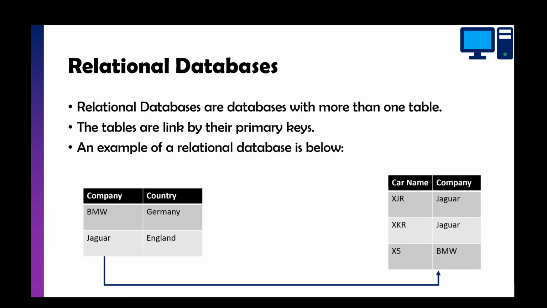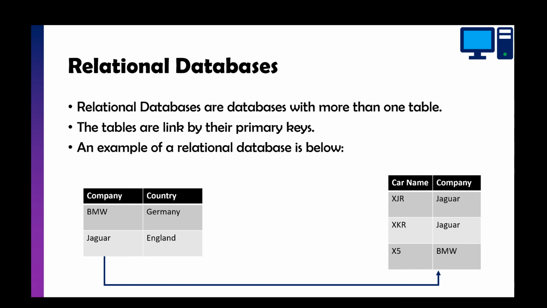So a relational database is a database that's got more than one table. So far we've looked at flat file databases. Sometimes we'll have multiple tables because, as we said before, a database should be in a logical, structured order. So putting everything in one place might not always be appropriate. So what we do is we make multiple tables and we link them by their primary keys. So you see here I've got the company of the car, so BMW and Jaguar, and their countries. I've also got a list of the cars that I might sell. So I've got a Jaguar XJR, an XKR and an X5, and I can link these two tables together by the company. So I can say, right, I want to see all the cars that are made by Jaguar. I can just find all the ones that have got Jaguar in the company column and look at the models.